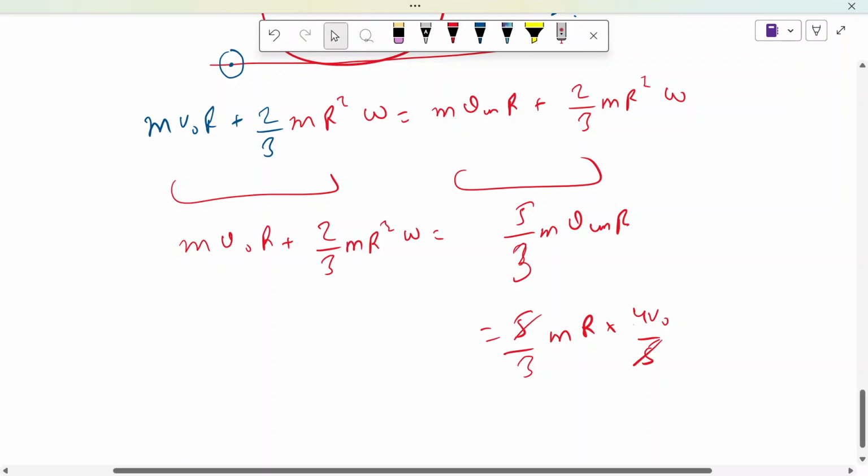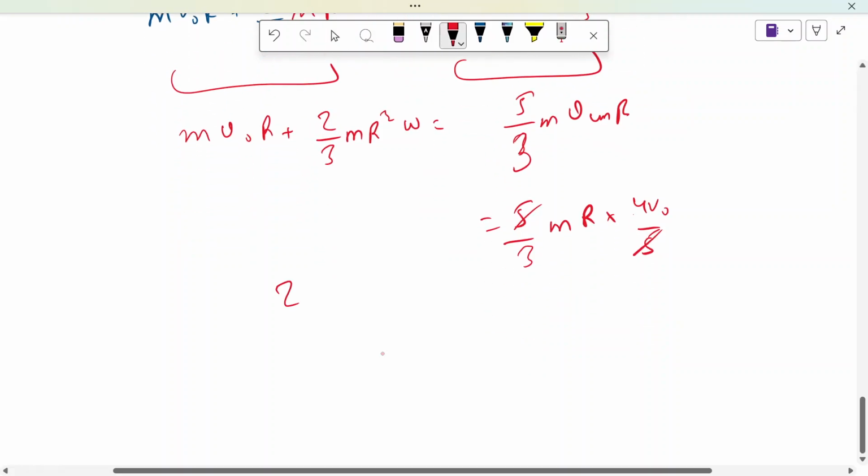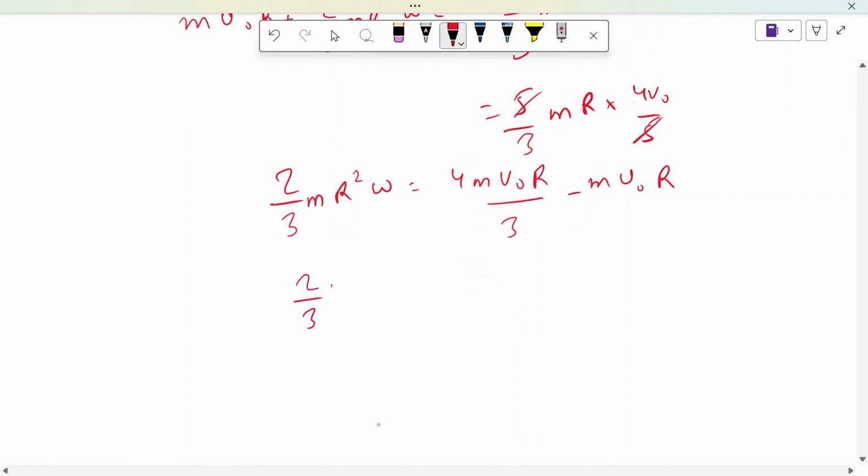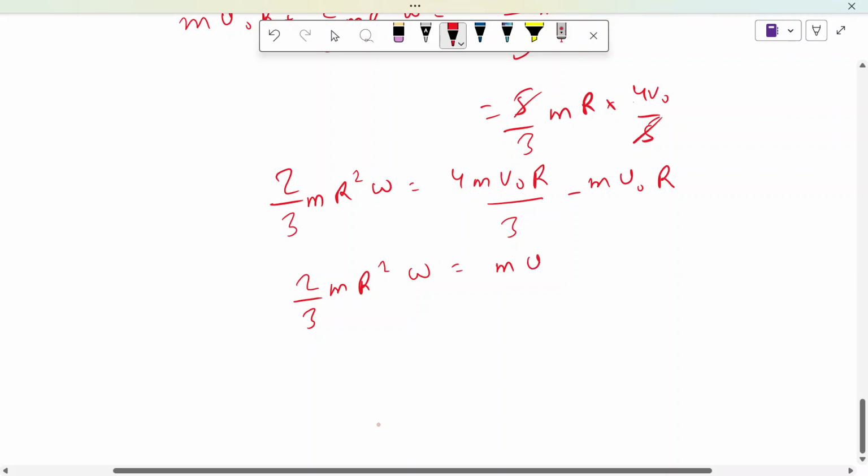But I guess this way is already better because we needed some expression and it is just given in the question itself. When you have solved something, you get to know that it is given in the question. So take 4 m v naught r by 3 minus m v naught r. That is m v naught r by 3. 2 by 3 into mr square into omega should be equal to m v naught into r by 3.